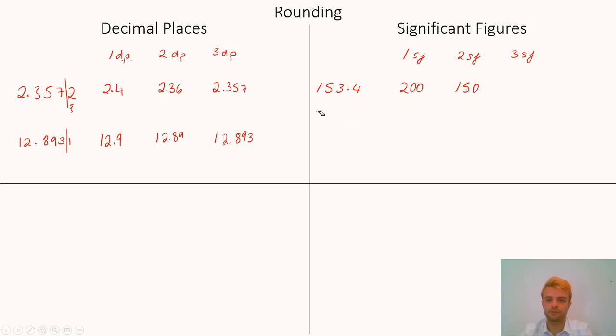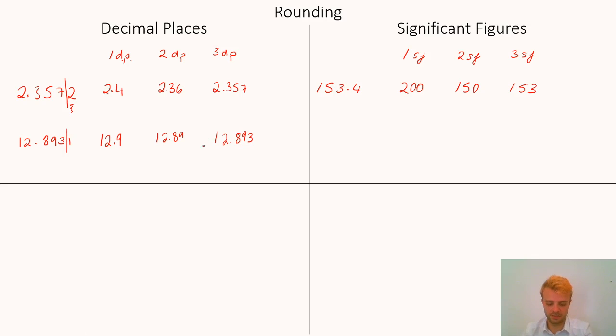And finally, if we do 3 significant figures, 1 is the first significant figure, 5 is the second, 3 is the third. So it's this 3 that we're looking at rounding, but we do have to look at the next number to see if that 3 stays as a 3 or goes up to a 4. And because the next number is quite low, it's 4, it's not 5 or above, our 3 does not get pushed up to a 4, meaning that to 3 significant figures, we just stop our number there, 153.